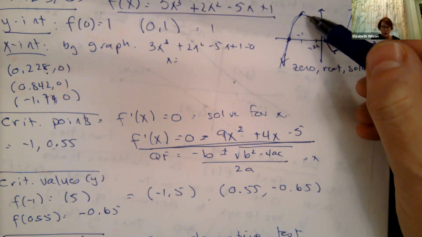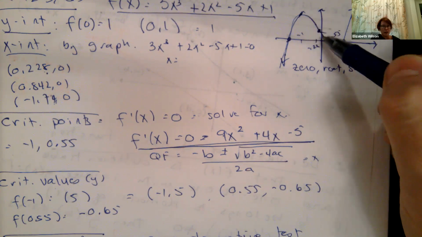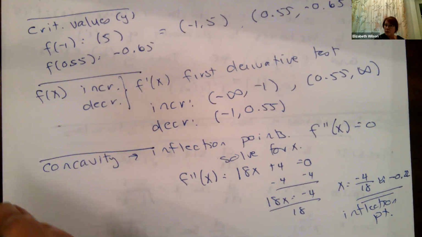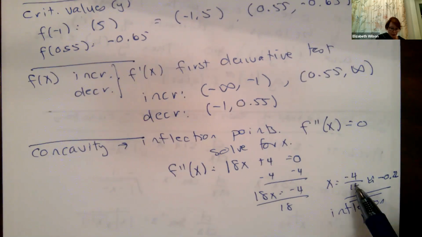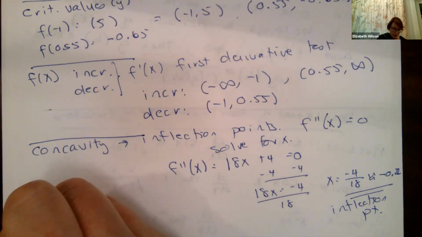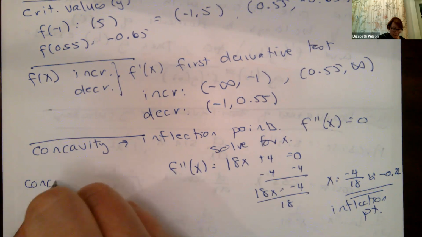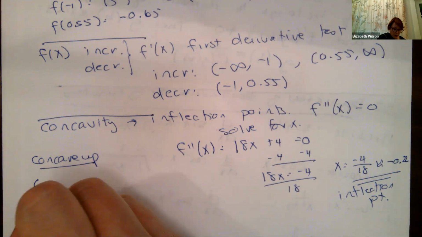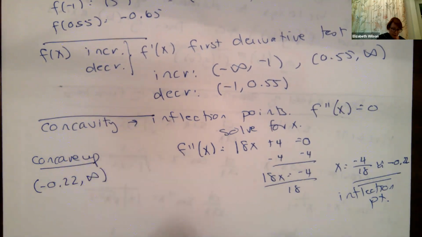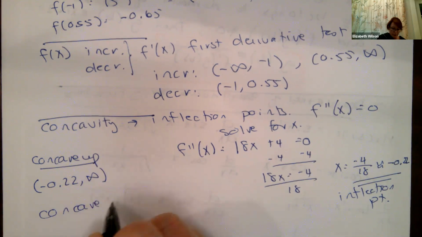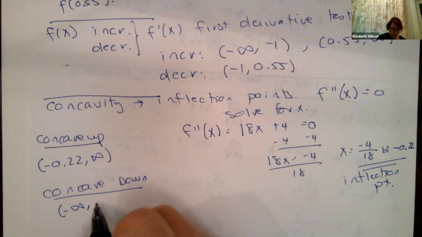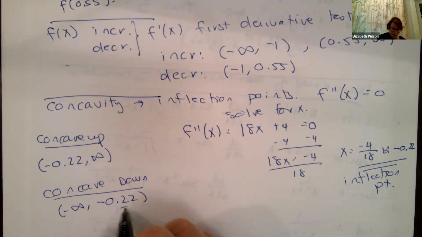Depending on whether things on this side are positive or negative, it's going to tell me whether I'm concave down or concave up. But when I talk about intervals of concavity, I'm talking about intervals of x leading up to my inflection point. So the function is concave up from minus 0.22 to positive infinity, and concave down from minus infinity to minus 0.22. So this is my inflection point.